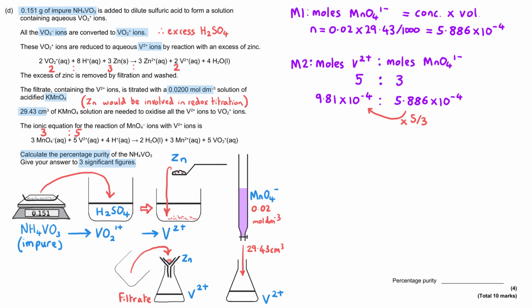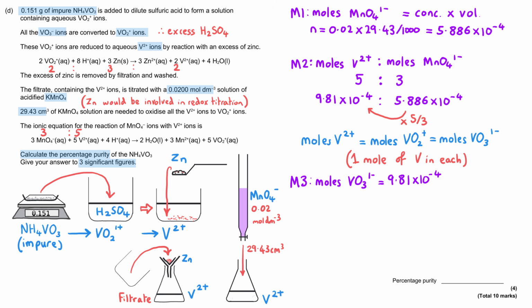Ultimately, we're working out the purity of the ammonium vanadate, so that's the VO3 1- ions. Now here we can note that the moles of V2+ will be equal to the moles of VO2 1+, which will be equal to the moles of VO3 1-, because there is one vanadium in each of these formulae. And so the moles of VO3 is 9.81 times 10 to the minus 4 then. And this is the moles of the ammonium vanadate.